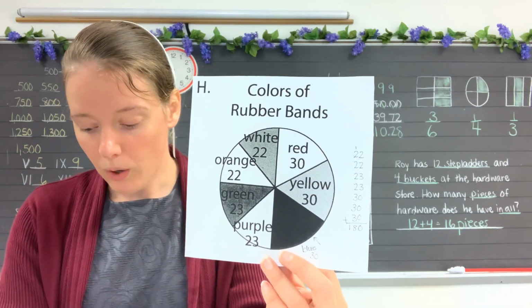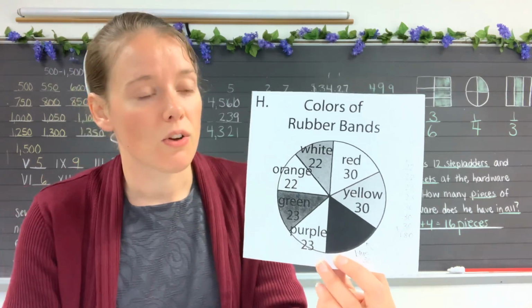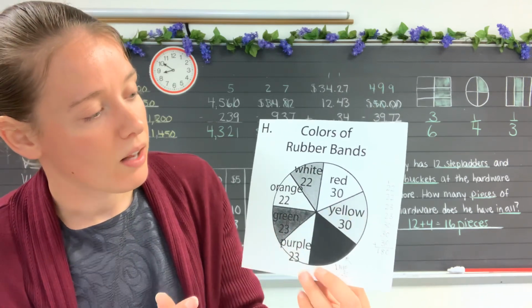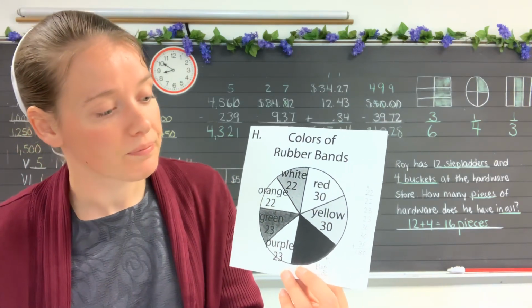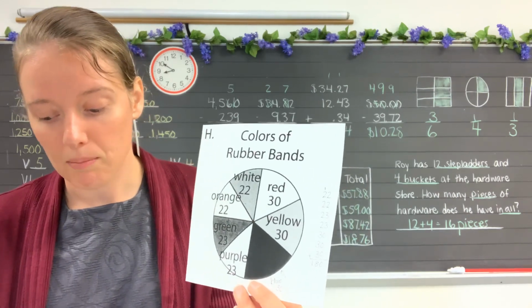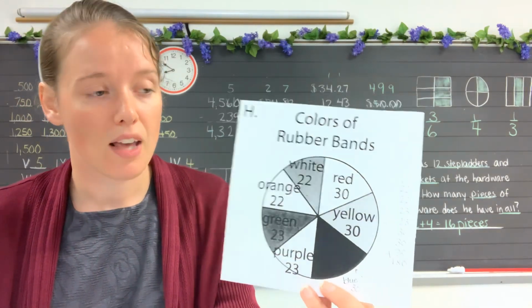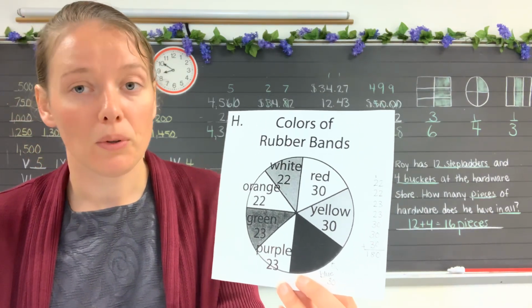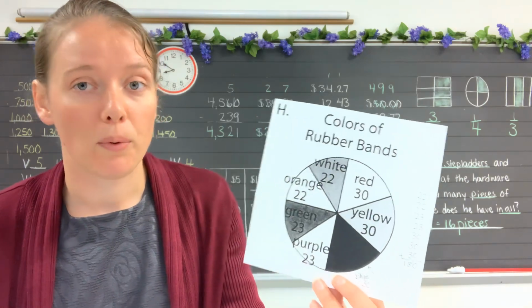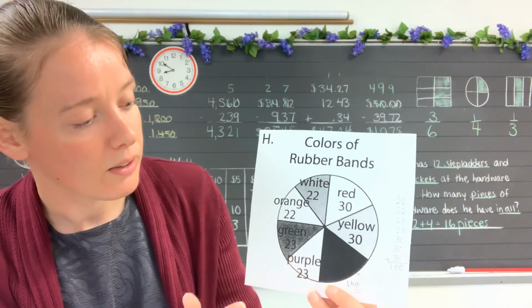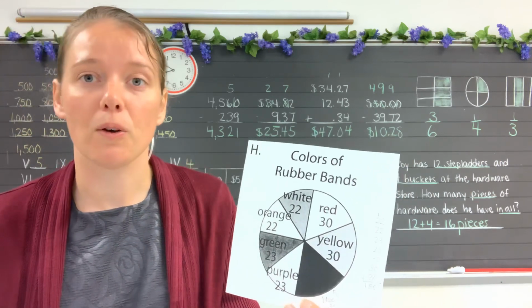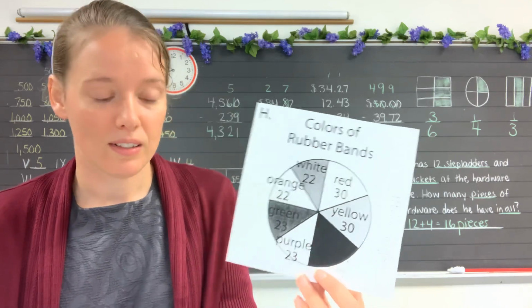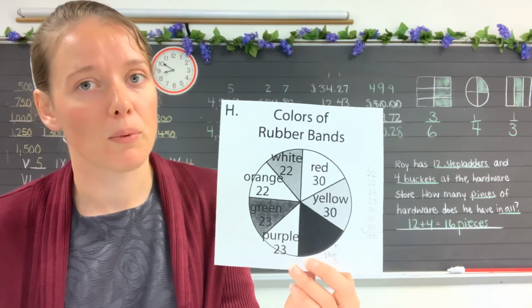Now, how many more were yellow than white? So if you're finding how many more, we subtract, right? So you had 30 yellow and 22 white ones. So if you go 30 minus 22, that would be 8. And so it was 8 more yellow than white. How many more were blue than purple? So if you have 30 blue and you have 23 purple, you go 30 minus 23, right? So that would be 7. There was 7 more blue ones than purple ones.